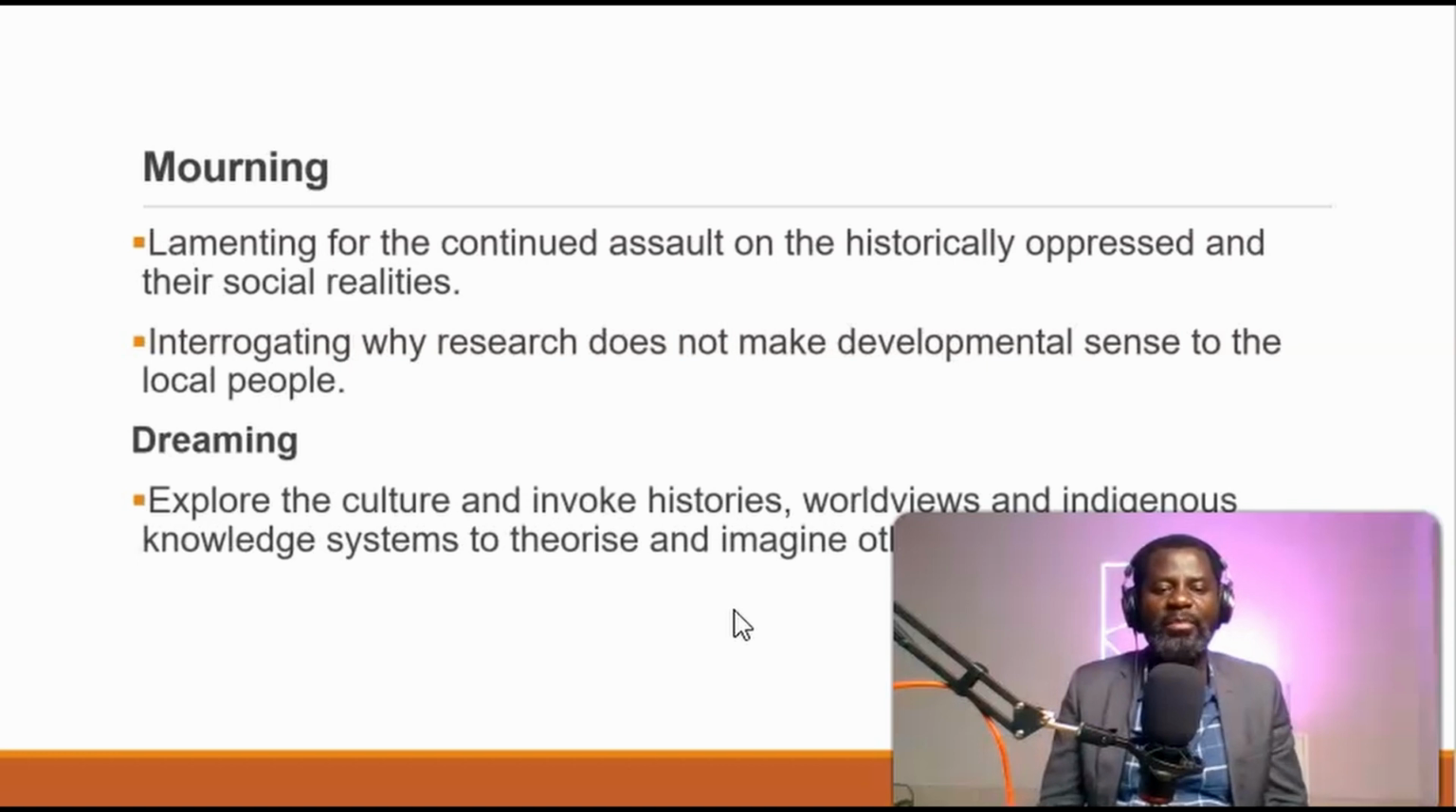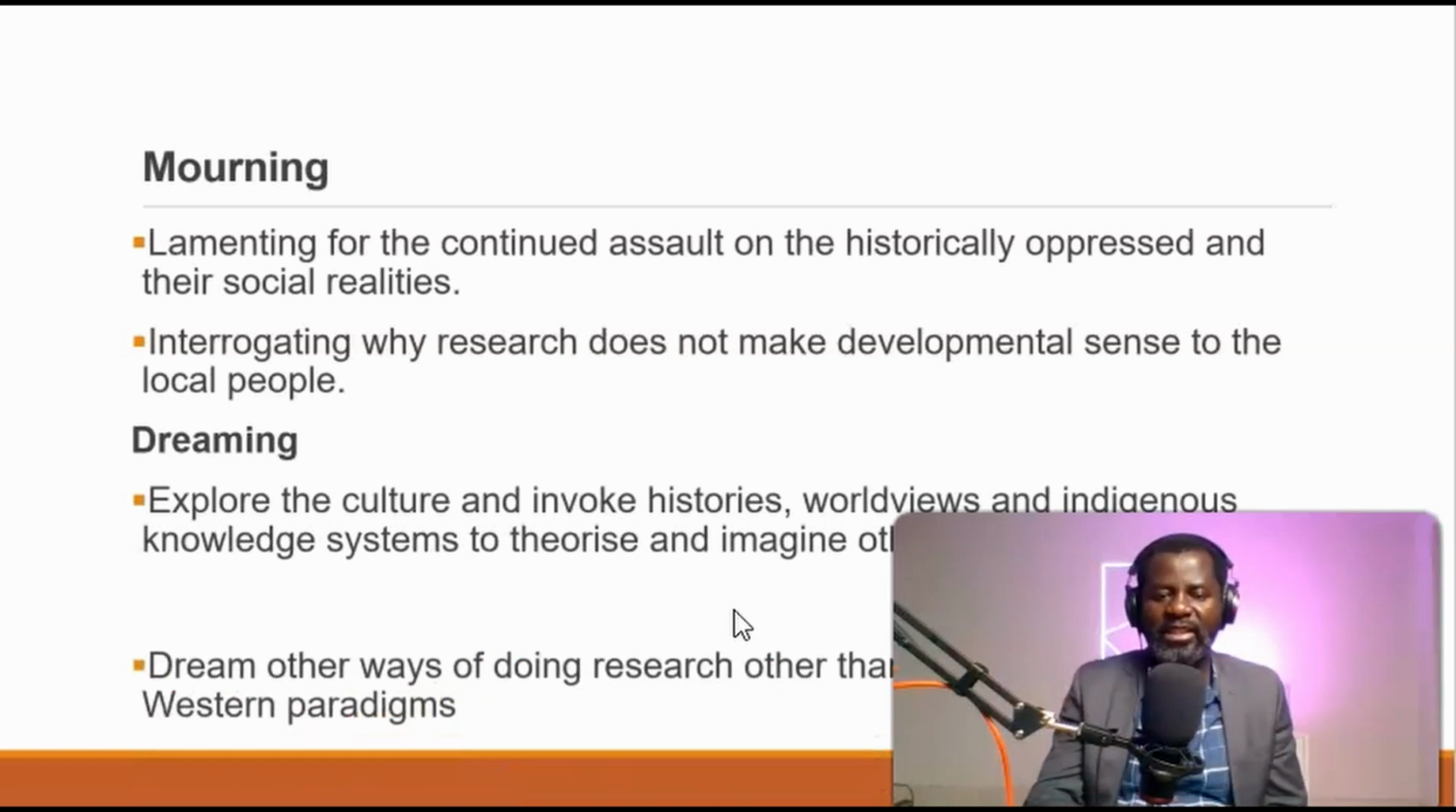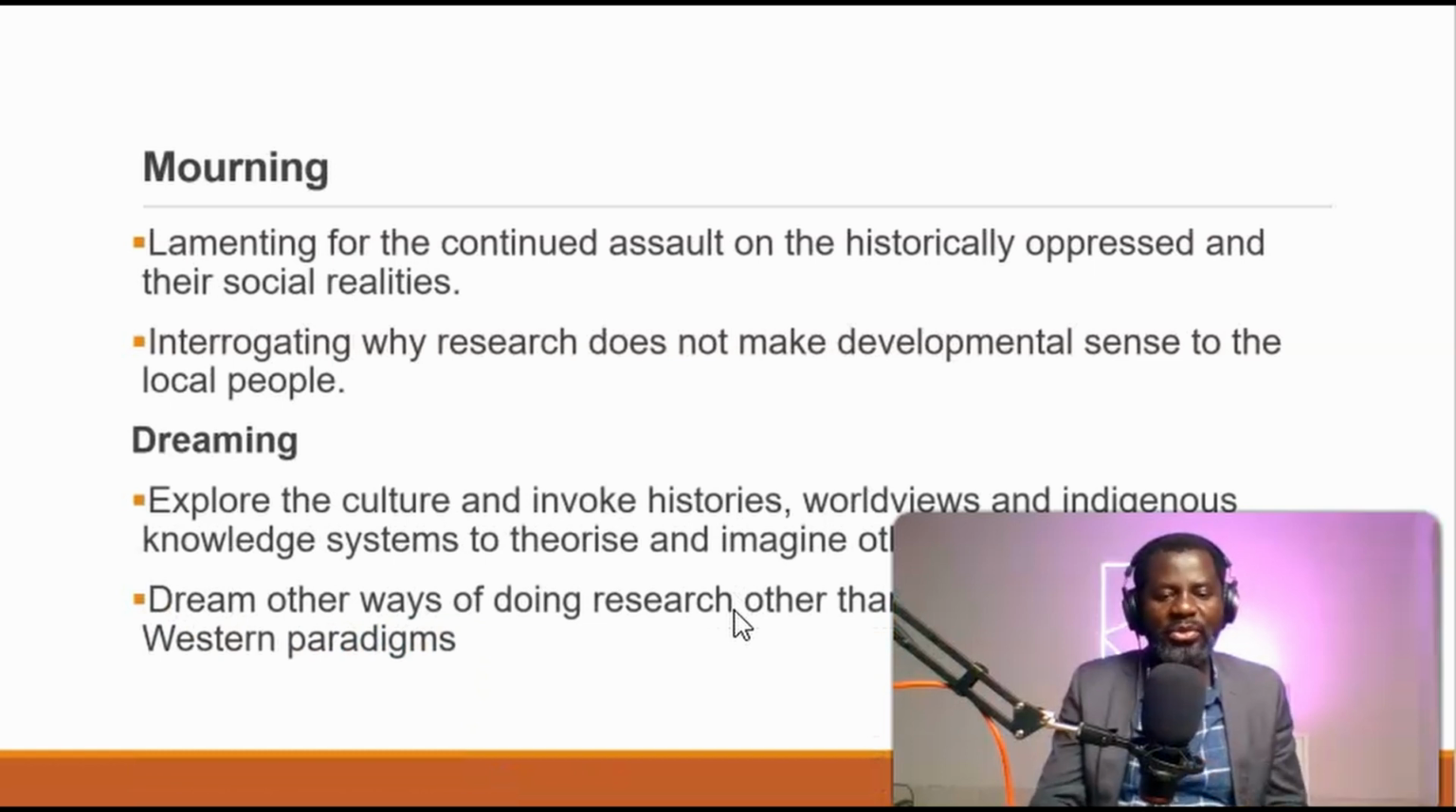We need to explore the culture and invoke histories, worldviews, and indigenous knowledge systems to theorize and imagine other possibilities that may exist for us. We need to dream other ways of doing research other than those which only serve the Western paradigms.